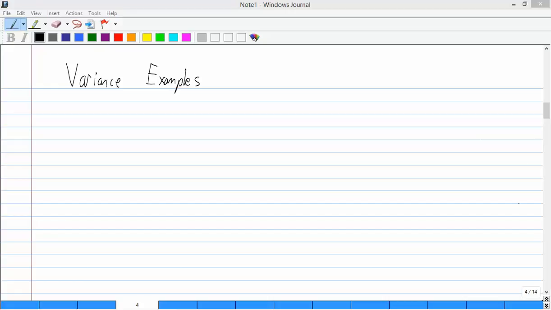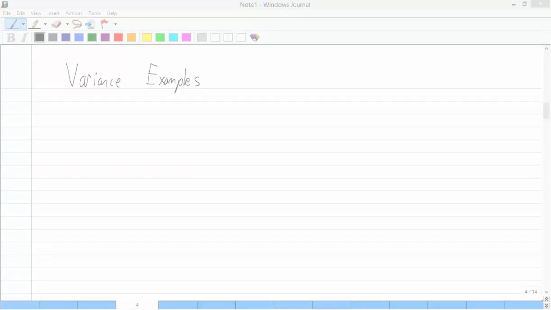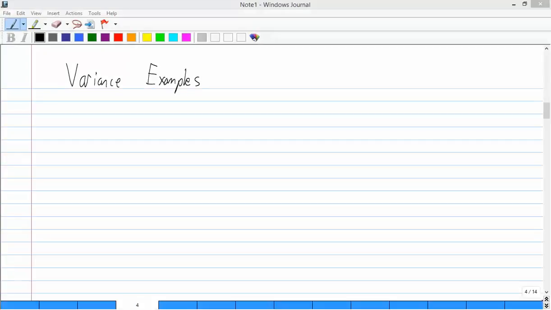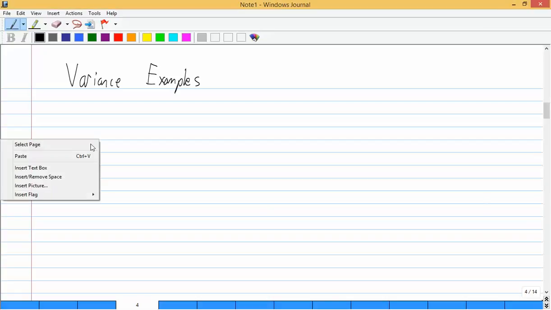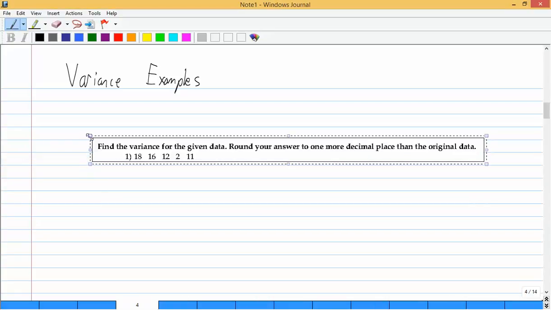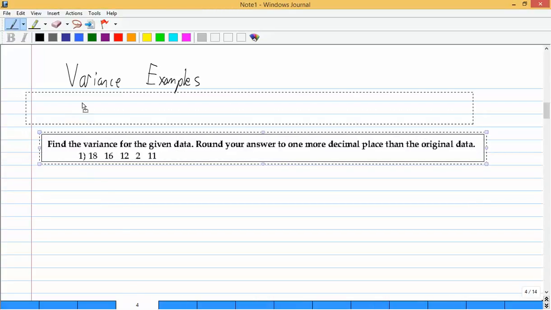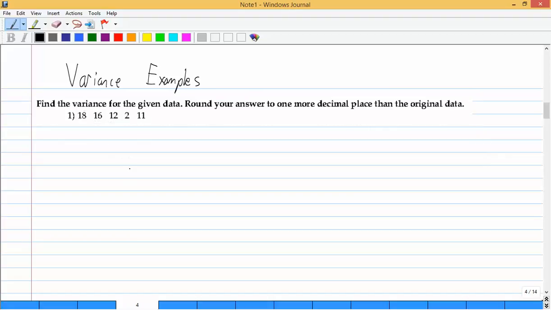So let's practice a few more problems with the variance. I'm going to copy a problem over. Alright, so this is problem number 1. Let's find the variance for the given data. And then it says round your answer. So once we get down to the final answer, we'll round to one more decimal place than the original data.